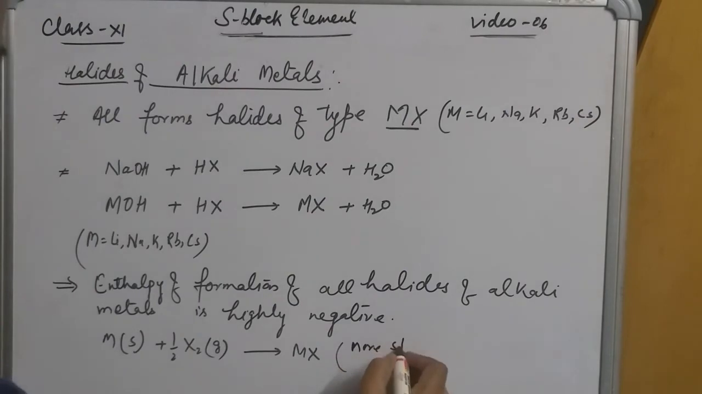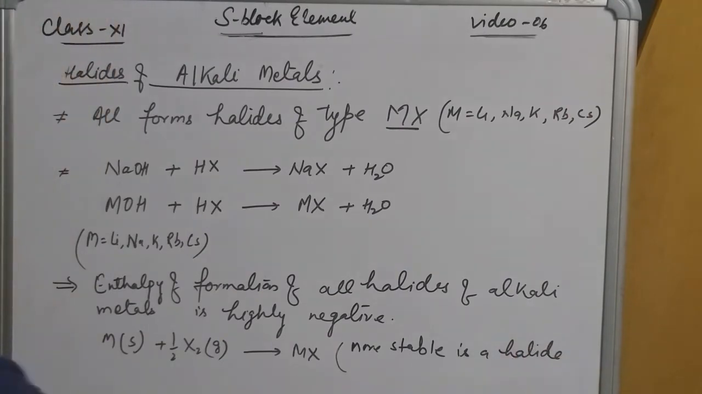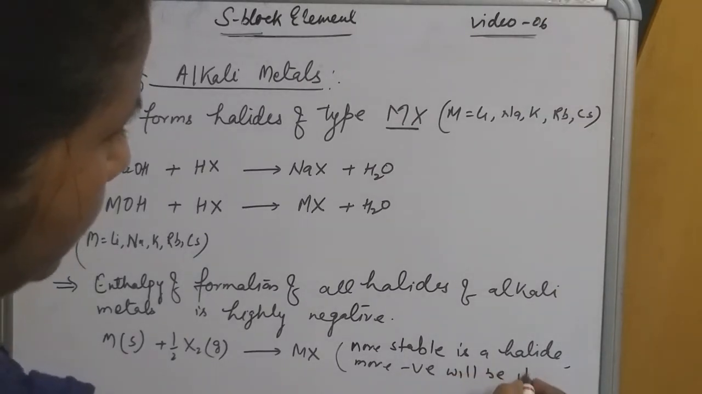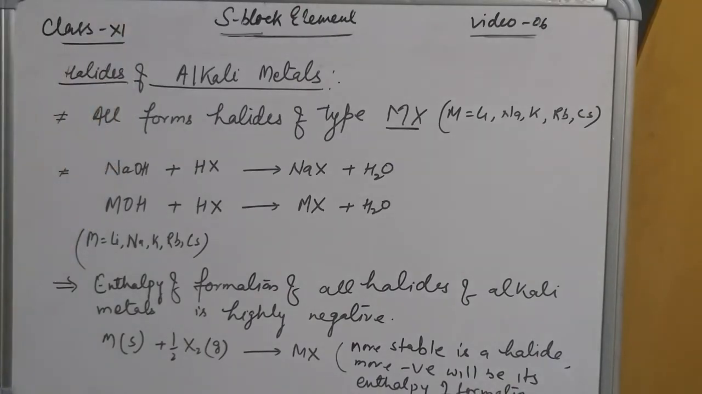The more stable a halide is, the more negative will be its enthalpy of formation.